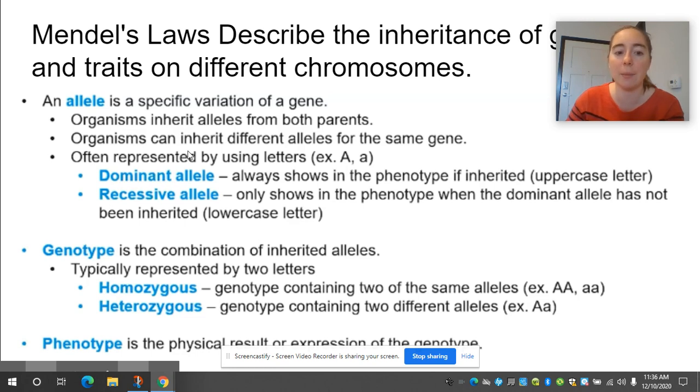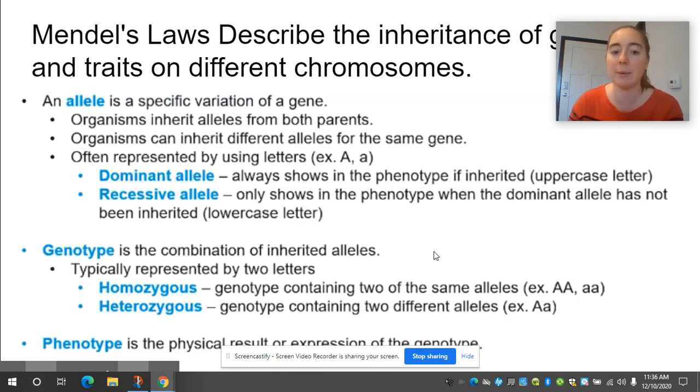And so we'll see that a dominant allele always shows in the phenotype if it's inherited. So if the individual has an uppercase letter, they're going to show that particular phenotype. Recessive is only going to show that phenotype when it doesn't have the dominant allele, and so that's when we only see a lowercase letter. So even if we see a lowercase letter and an uppercase letter, that uppercase letter, the dominant allele, will mask the lowercase letter, which is the recessive allele.